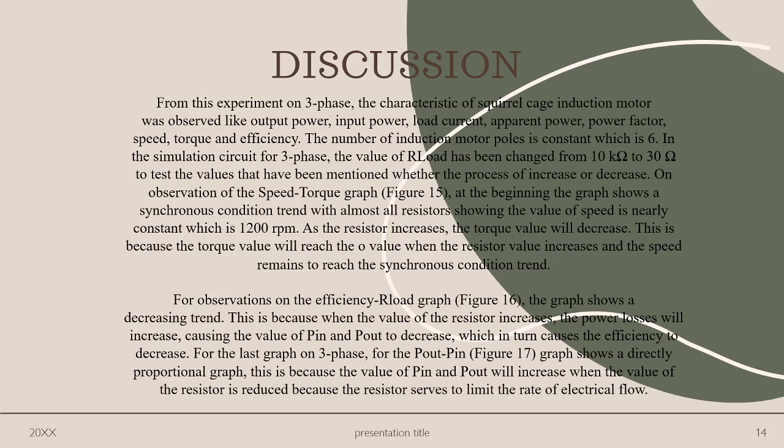For observation of the efficiency against R load graph, the graph shows a decreasing trend. It's because as the value of the resistor increases, the power losses will increase, causing the values of P in and P out to decrease, which in turn causes the efficiency to decrease. For the last graph on three-phase, the P out against P in graph shows a directly proportional relationship. It's because the values of P in and P out will increase when the value of the resistor is reduced, because the resistor serves to limit the rate of electrical flow.